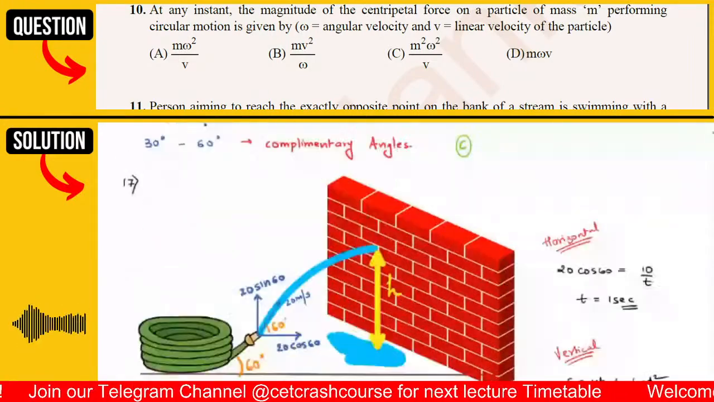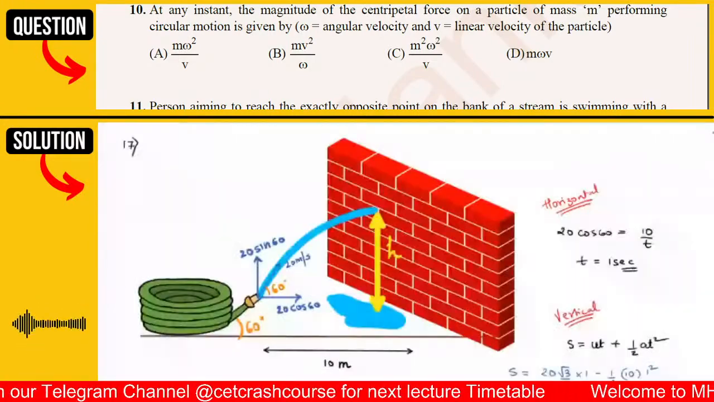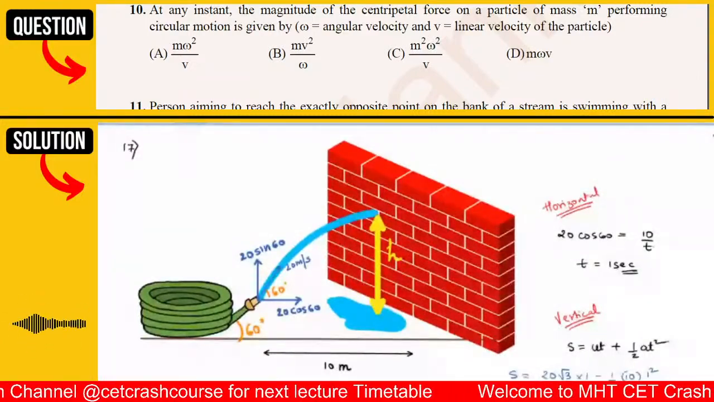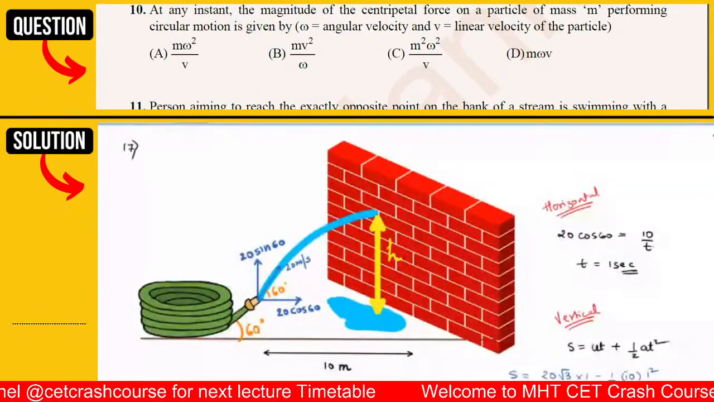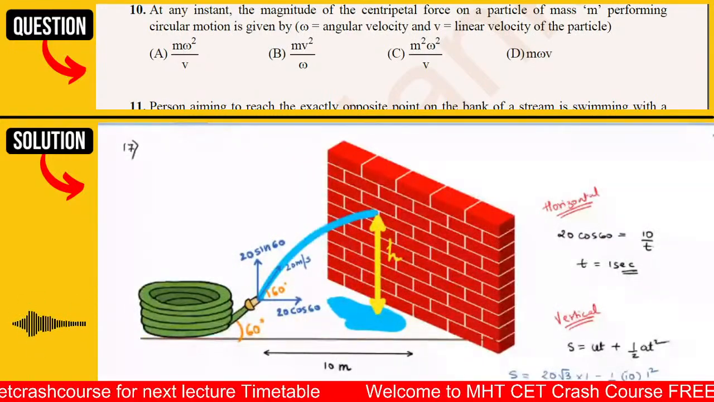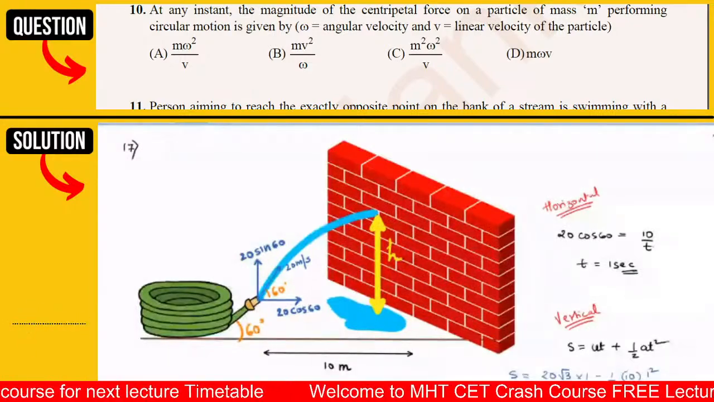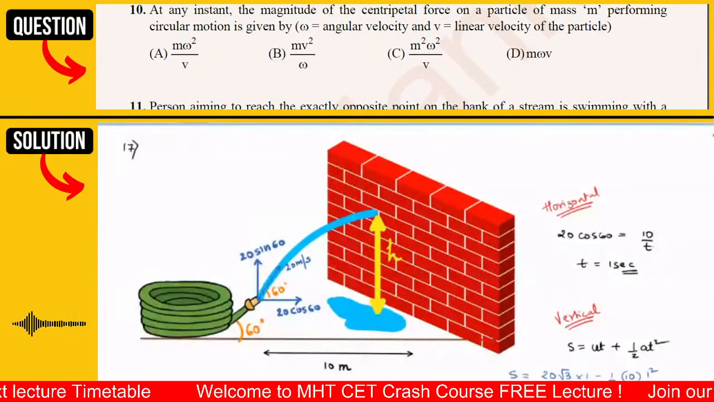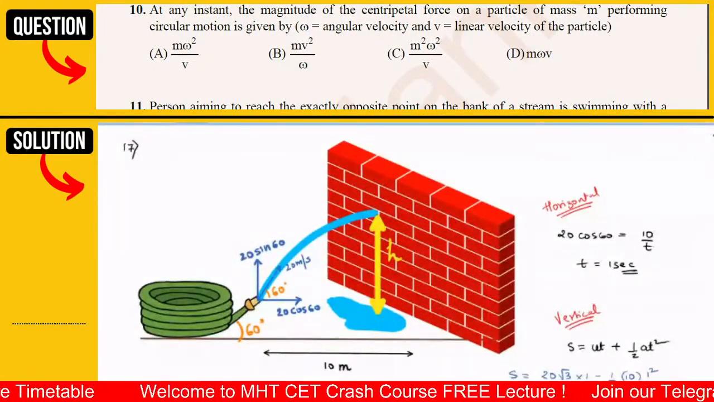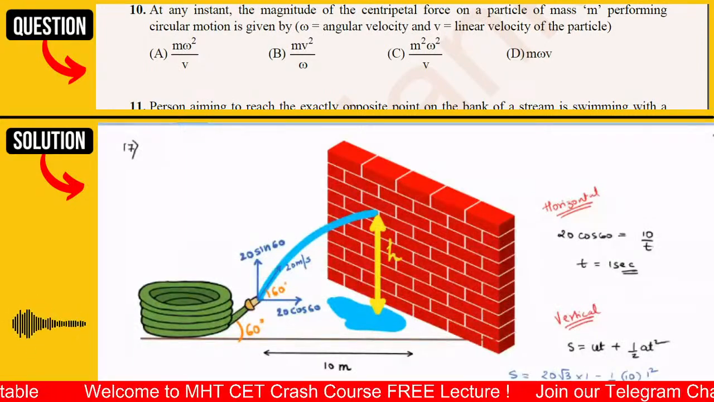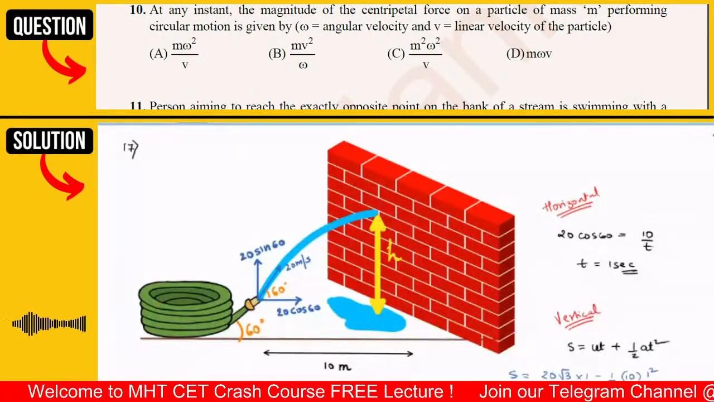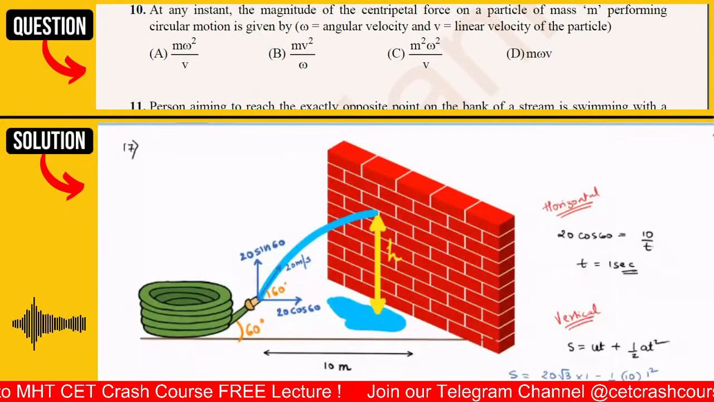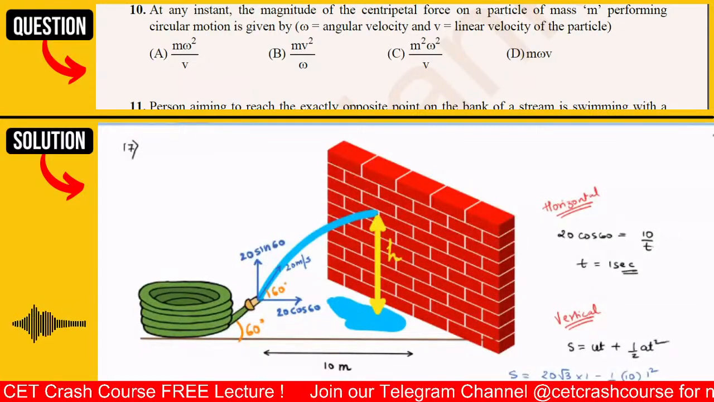Right. That brings us to 17th question. See, students, I have drawn a beautiful diagram here. Even this diagram took a lot of time. So let's understand. A pipe lying on the ground shoots a stream of water upward at an angle of 60 degrees to the horizontal. The speed of the water is 20 meters per second. It will strike a wall 10 meters away at a height of.